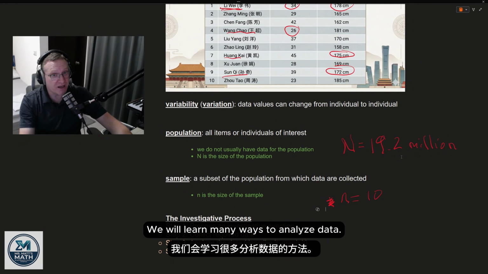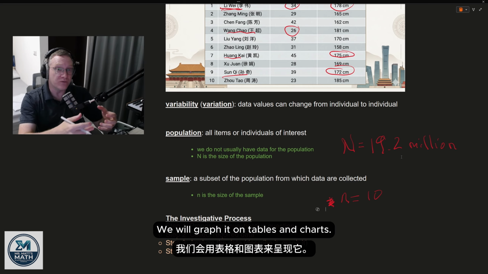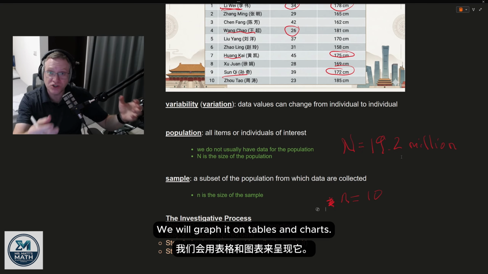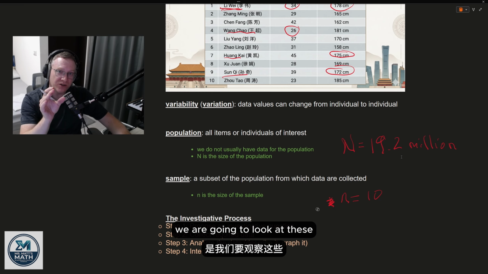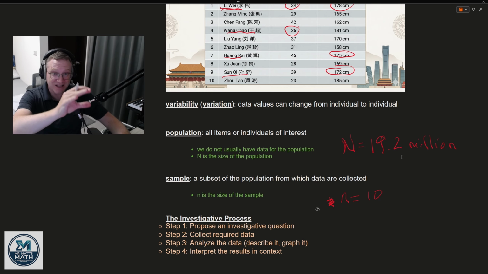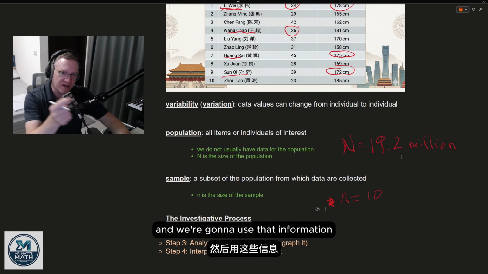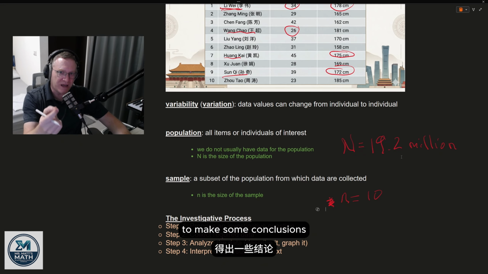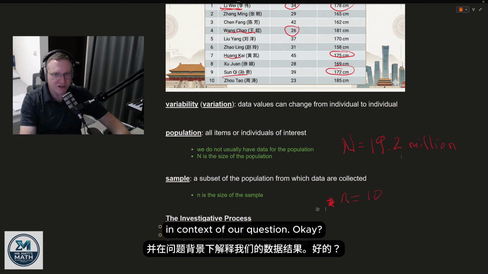We will learn many ways to analyze data, but we will describe it using numbers. We will graph it on tables and charts. And then the final thing we're going to do is look at this analyzed data, look at these descriptive numbers and charts, and use that information to make some conclusions. And we're going to interpret the results of our data in context of our question.